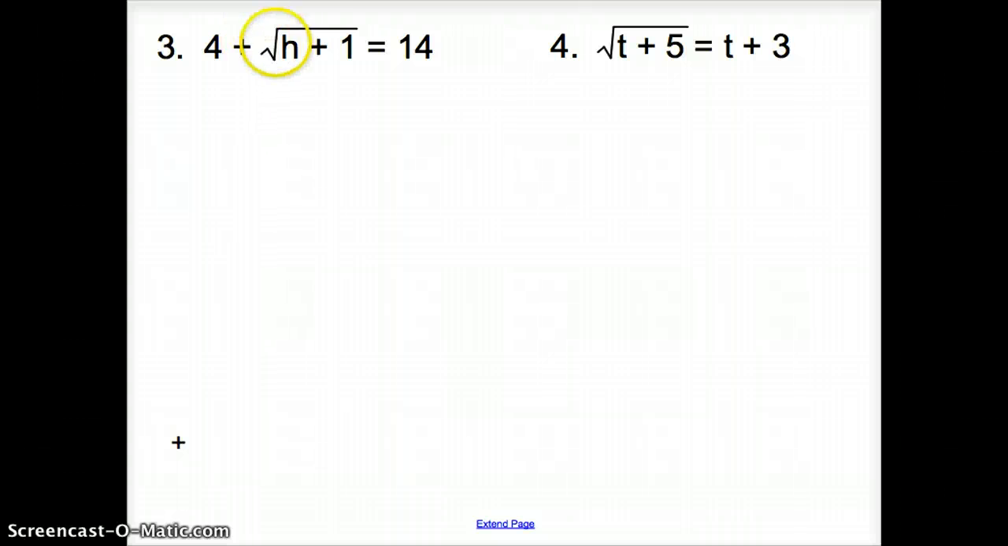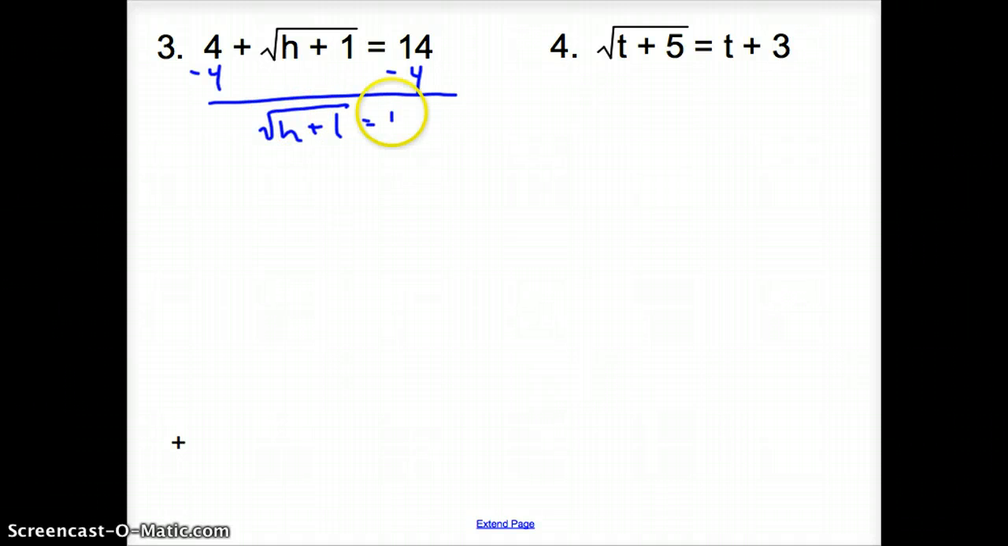Number 3, again, the square root is not by itself because we have this 4. Now this 4 is in front. Does it change anything of the square root? It does not, so let's just go ahead and subtract the 4 over because that is a positive 4. So we subtract it over. Now it's the square root of h plus 1, and that equals 10.